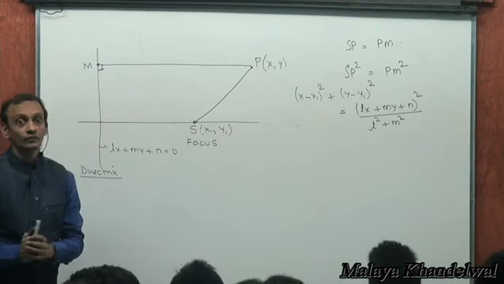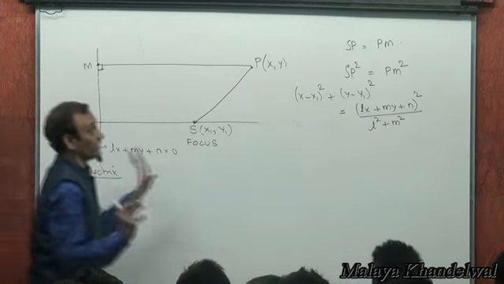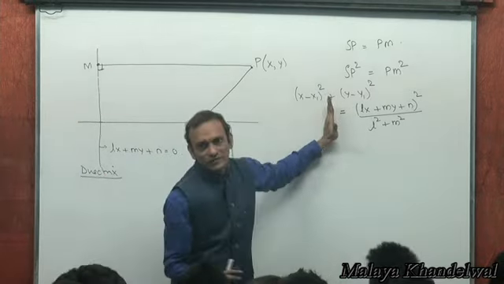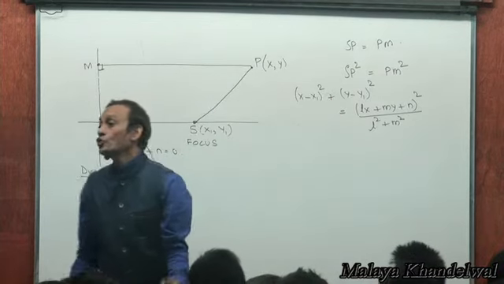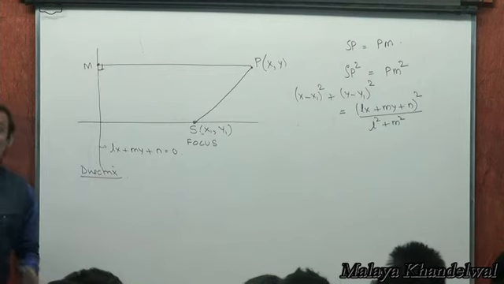Now, the equation then will turn out to be of the following kind. So this would be the equation of the parabola whose focus is x1, y1, whose directrix is Lx plus My plus N equal to 0.